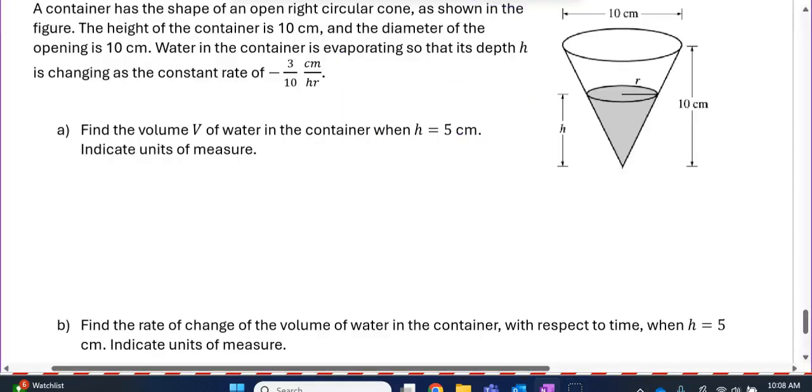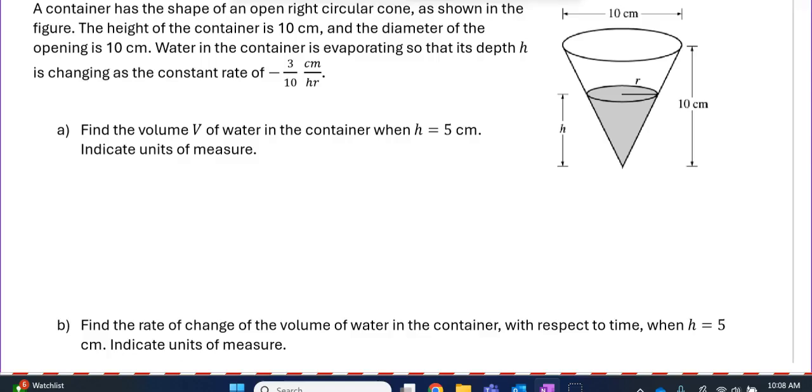Okay. The last problem I want to look at in the notes here is this one about a cone. It's an upside down cone, an evaporating cone. The setup is a container has the shape of an open right circular cone as shown in the figure. The height of the cone is 10 centimeters. You can see it's labeled, and the diameter is also 10. The water in the container is evaporating so that its depth, h, is changing at the constant rate of -0.3 centimeters per hour. All right, so the overall height is going down like that.